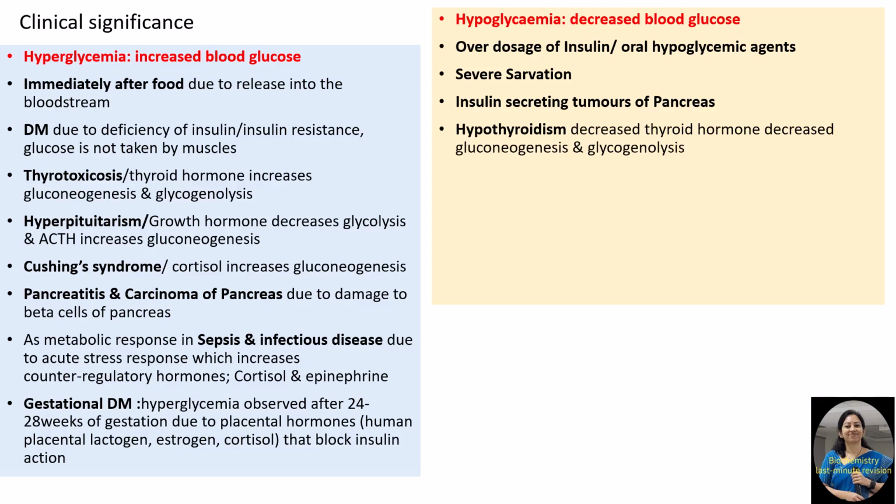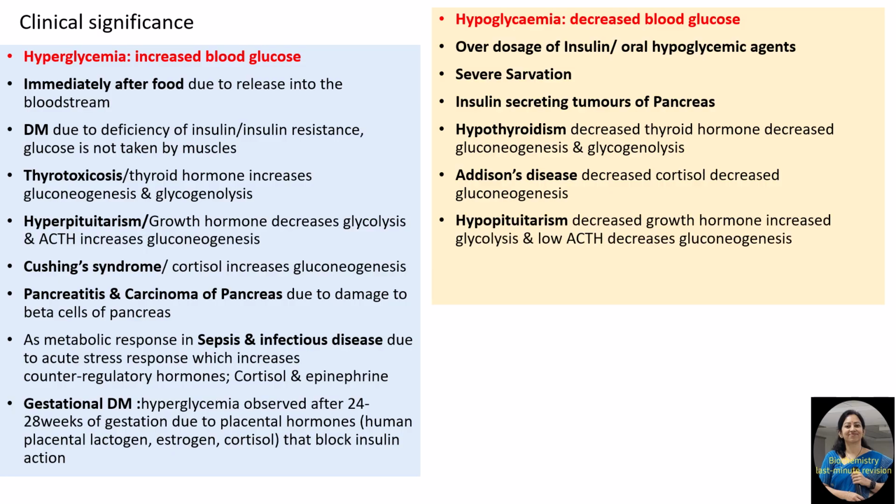Hypothyroidism is characterized by decreased synthesis and secretion of thyroid hormones T3 and T4. So what happens is decreased stimulation of gluconeogenesis and glycogenolysis. That is how blood glucose decreases. Addison's disease is characterized by decreased cortisol. So decreased gluconeogenesis, decreased blood glucose. Hypopituitarism is characterized by decreased growth hormone. So increased glycolysis, increased glucose uptake and decreased blood glucose. Low adrenocorticotropic hormone means decreased stimulation of gluconeogenesis. That is how the blood glucose decreases.